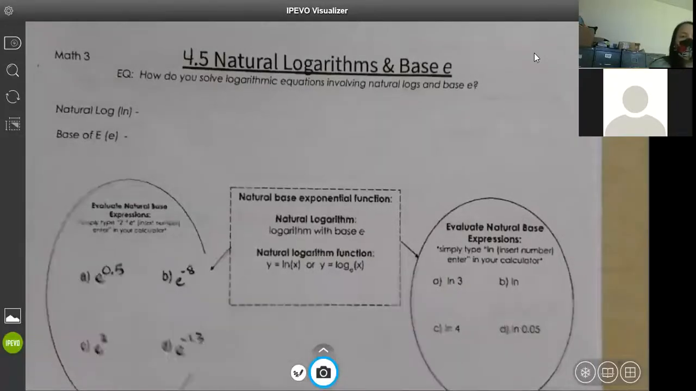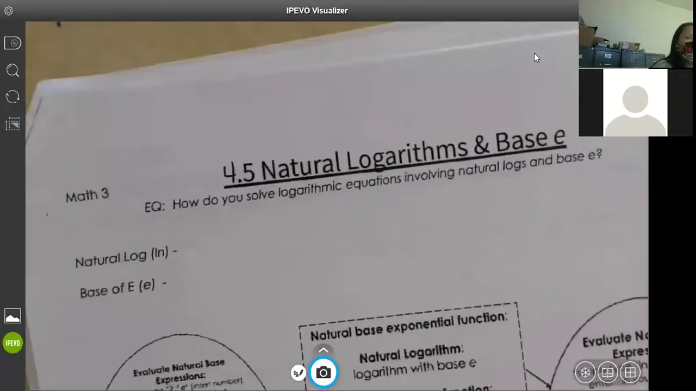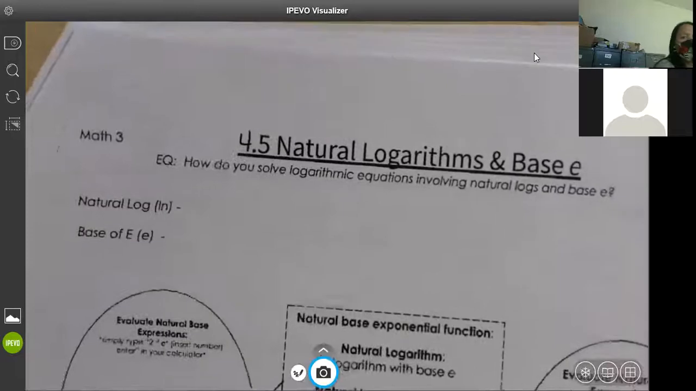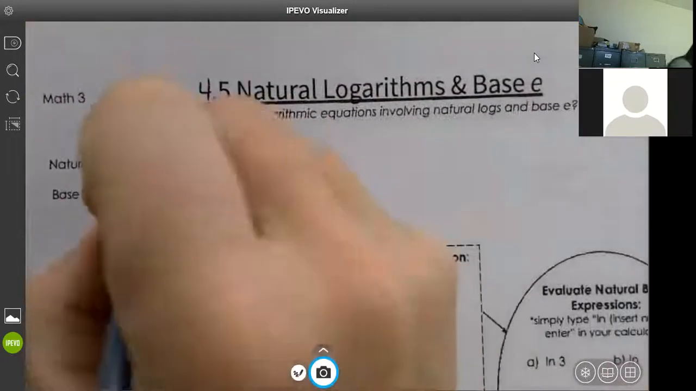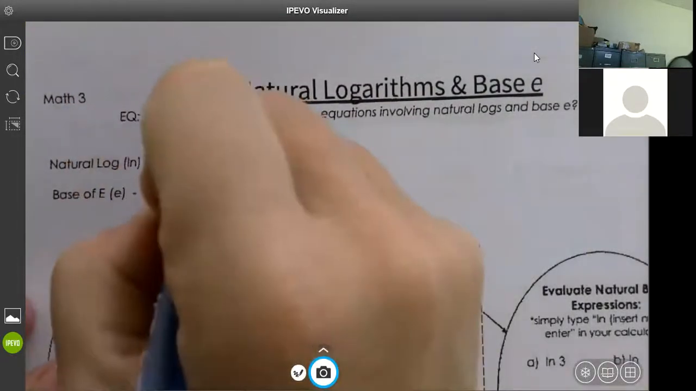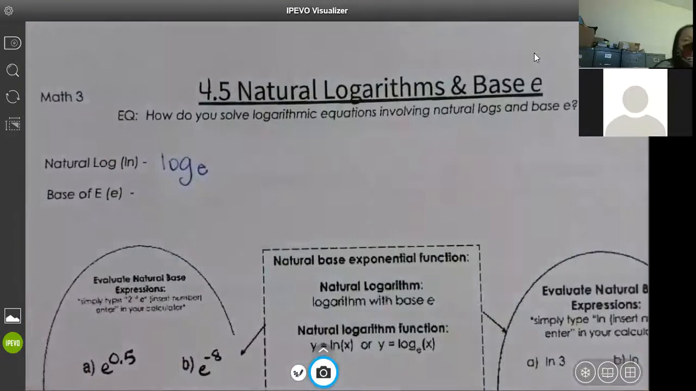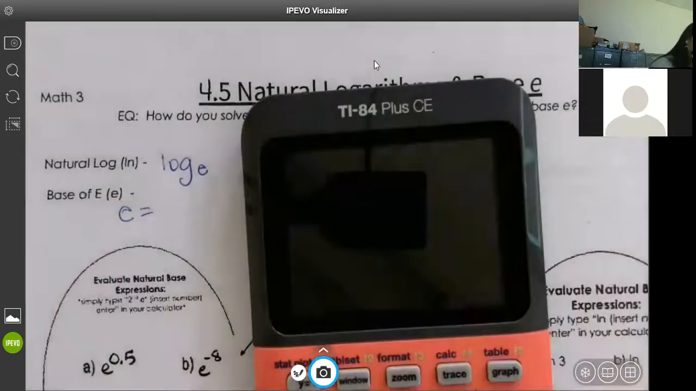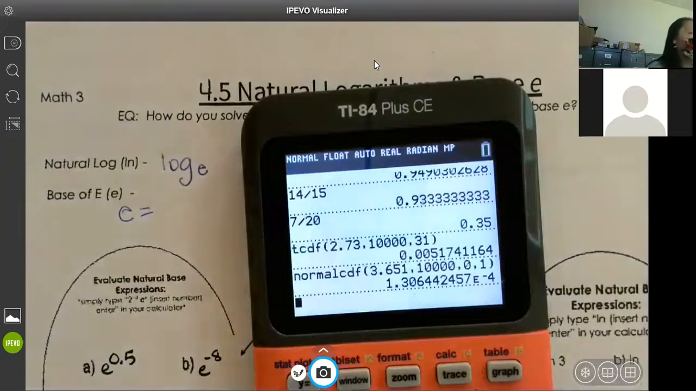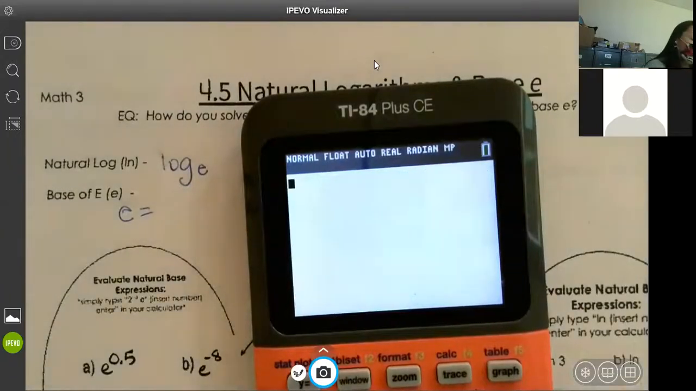All right, natural log and LN is the same thing as log base e. And then I just want to let you know that e is a number. So in your calculator, there are a couple places.